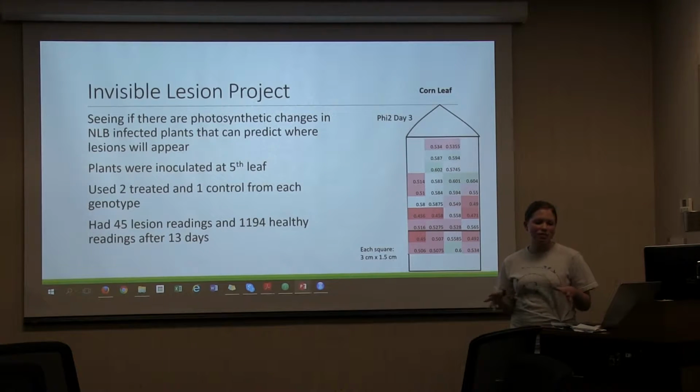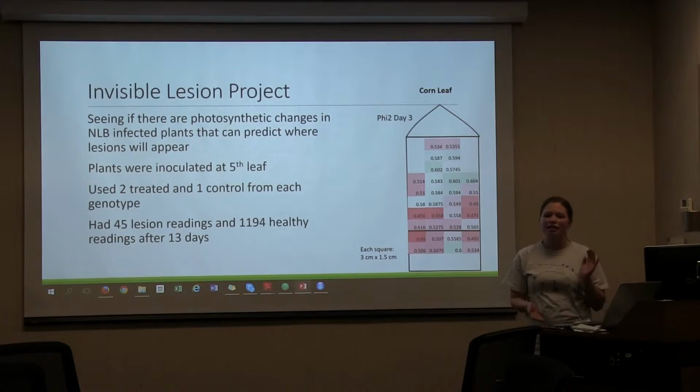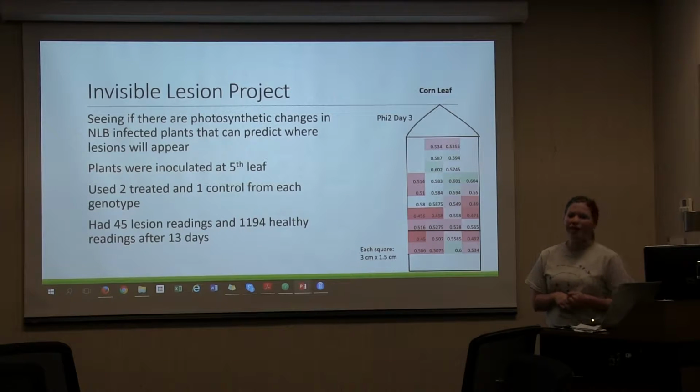This invisible lesion project occurred in growth chambers. We had inoculated plants, as well as some mock inoculated controls. Because it was an intense grid pattern, the number of leaves is very small, about 6 leaves. After 13 days of the experiment, you end up having 45 lesioned areas that you can look at, and about 1,200 healthy areas of the leaf. That tells you the time it takes to get this kind of detection.